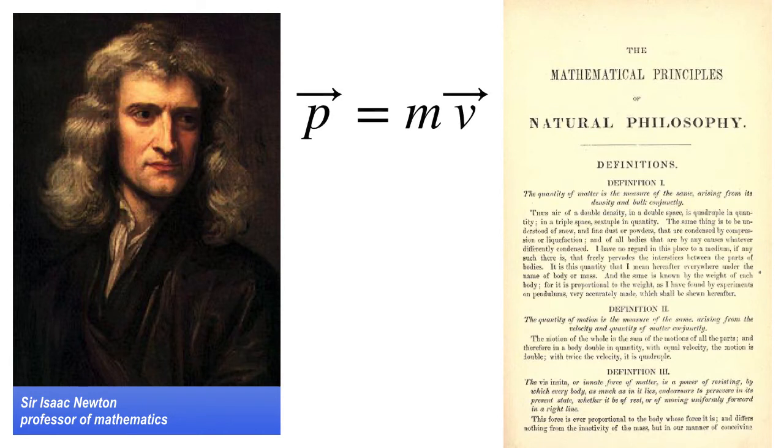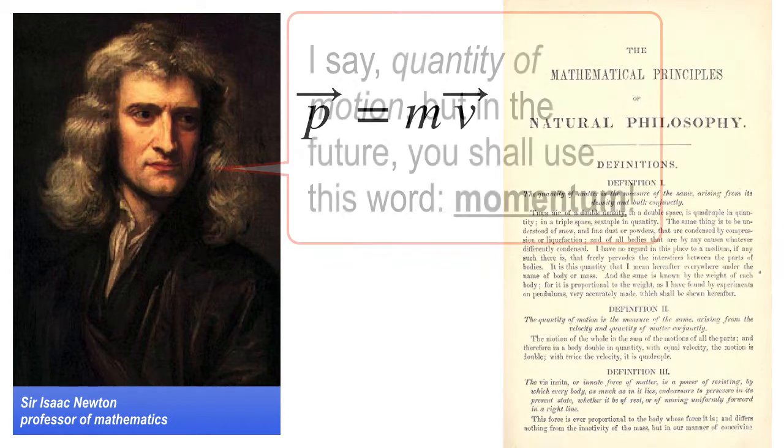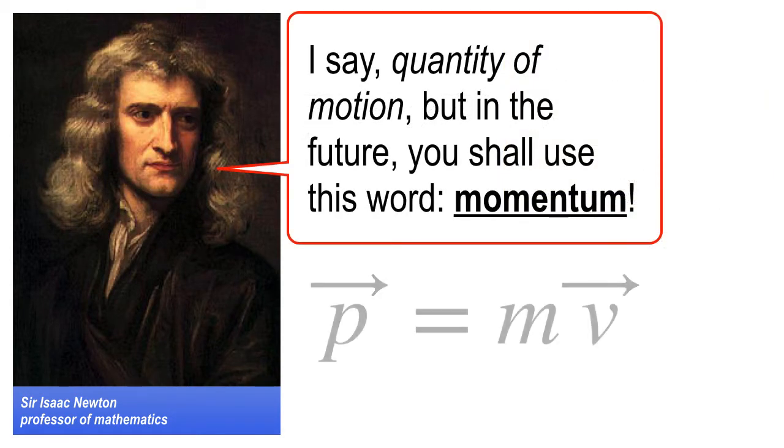And here's what he was talking about. For him, it was something called the quantity of motion. Now, we call it momentum. But in his day, he called it the quantity of motion, all right? So the amount of motion is proportional to how much stuff is moving, how much mass, how many kilograms. So if you have double the kilograms, you have double the quantity of motion, all right?